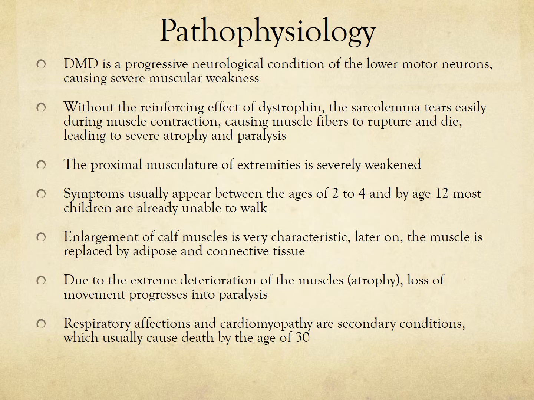Symptoms usually appear between the ages of 2 to 4, and by the age of 12, most children are already unable to walk. Enlargement of calf muscles is very characteristic, and later on, the muscle is replaced by adipose and connective tissue. Due to the extreme deterioration of the muscle, or atrophy, loss of movement progresses into paralysis. Respiratory affections and cardiomyopathy are secondary conditions, which usually cause death by the age of 30.